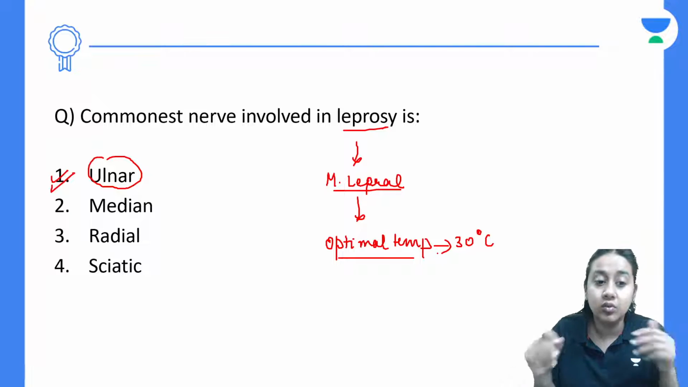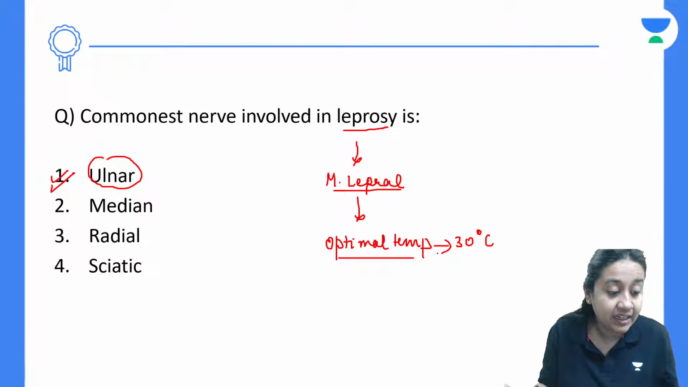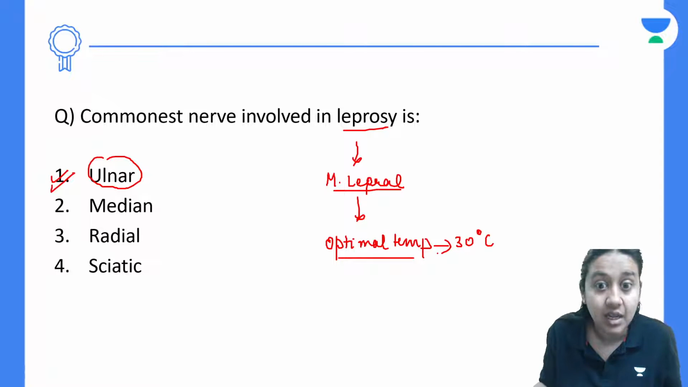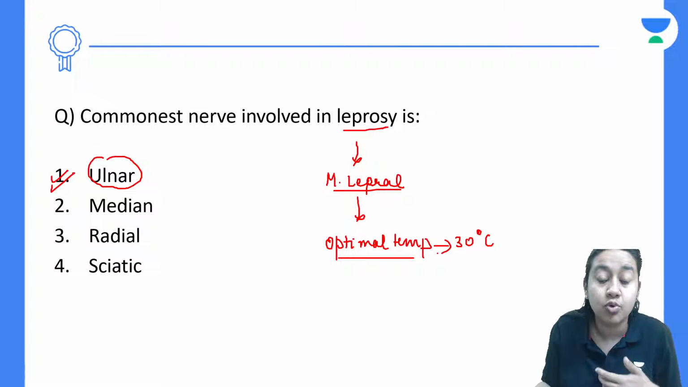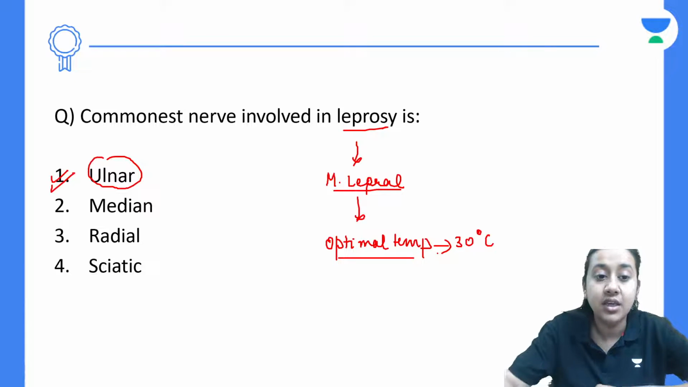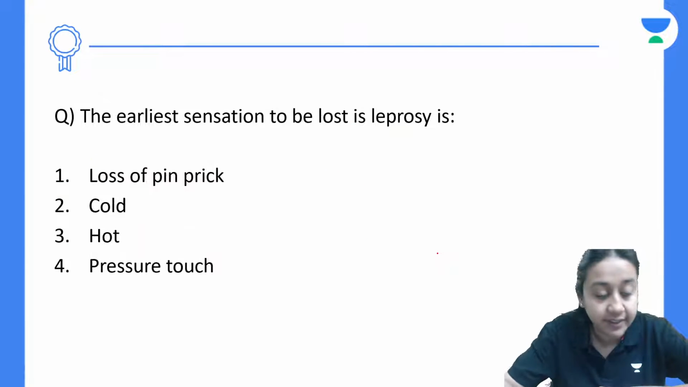So it needs a cooler environment for its growth, and that is why the peripheral tissues are more frequently involved, which includes skin and the peripheral nerves, which are more superficial. The ulnar nerve is more superficial, and that is why it is the commonest nerve getting affected.